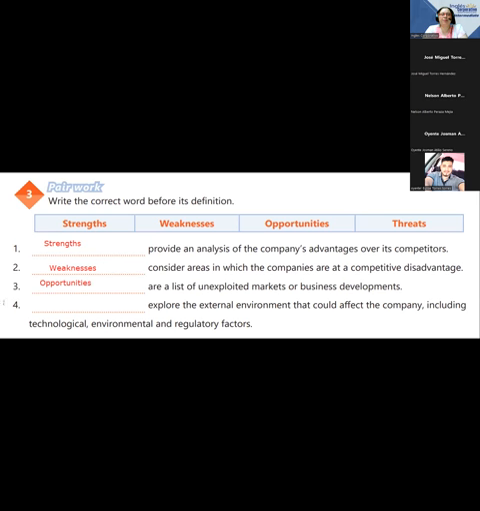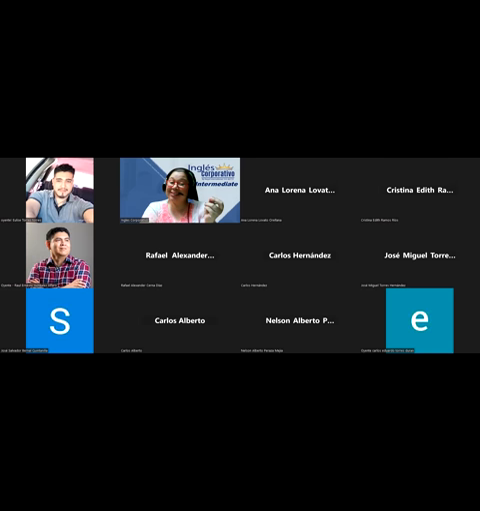All right, now, number four. Threats. Explore the external environment that could affect the company, including technological and regulatory factors. Okay, there you go. So threats. Good. Then this is our SWOT. Remember, strengths, weaknesses, opportunities, and threats. All right, this was just a way to remember what we saw in the first unit, and we didn't do that in class, so that's why I am completing that activity.